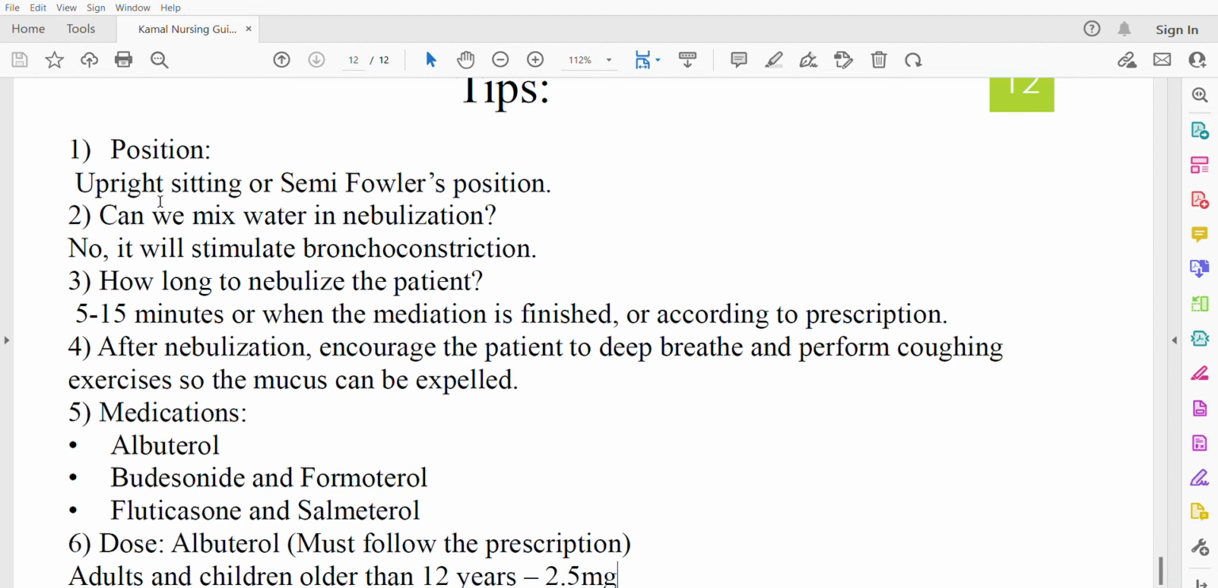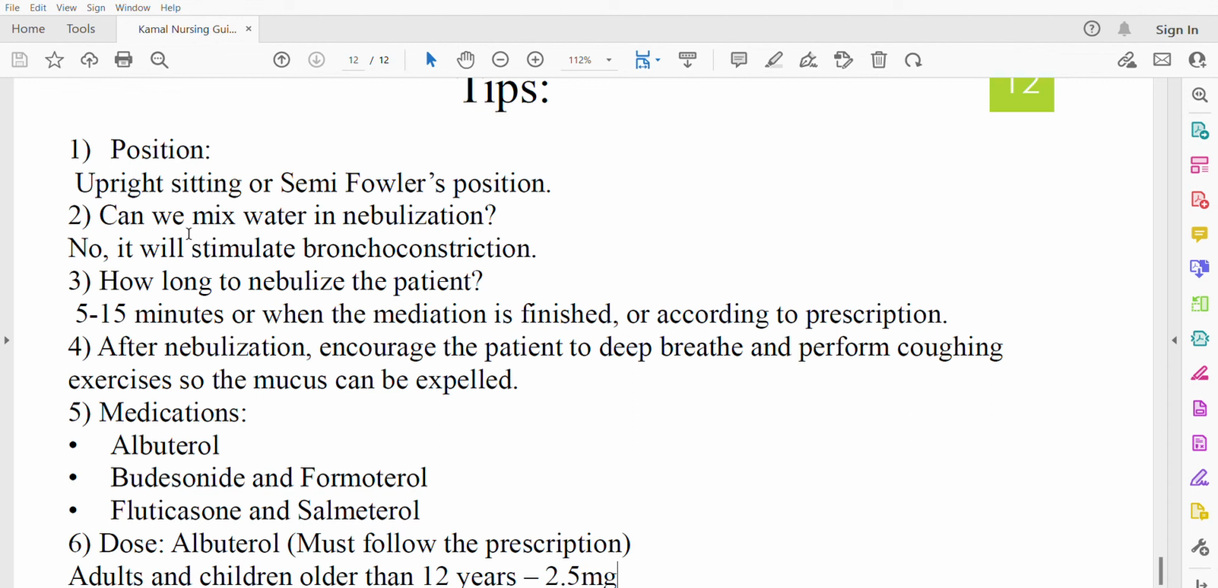For putting a great impression on your examiner, you have to tell the position we should provide to the patient while having the nebulizer therapy or nebulization procedure. That is upright sitting or semi-Fowler's position, because the semi-Fowler's position is best for lowering shortness of breath.